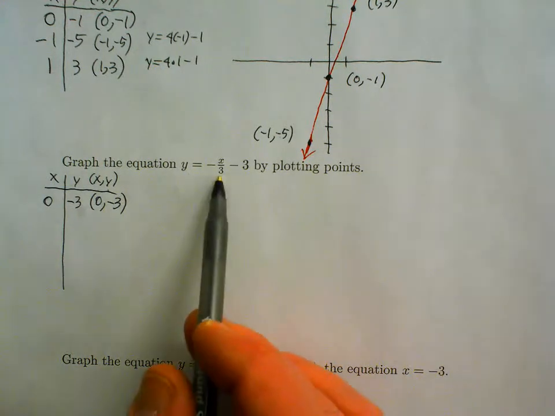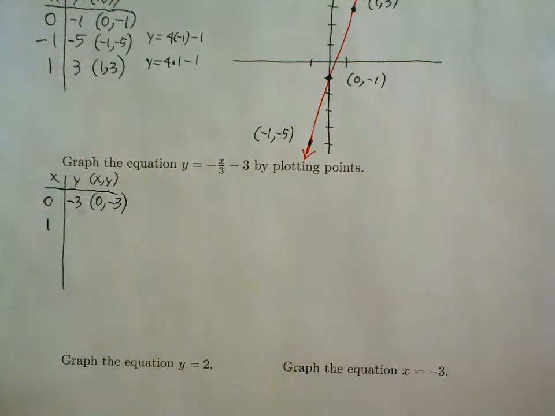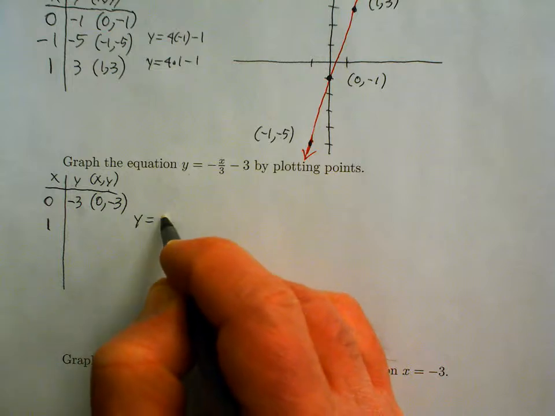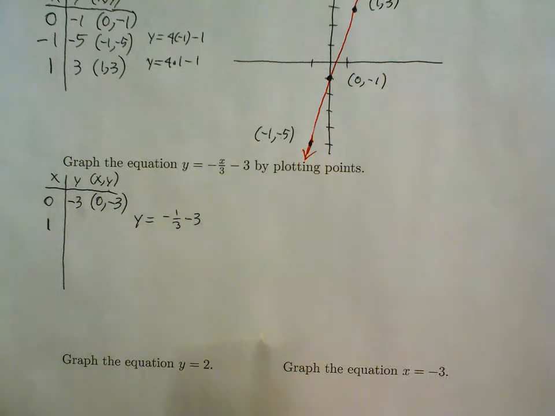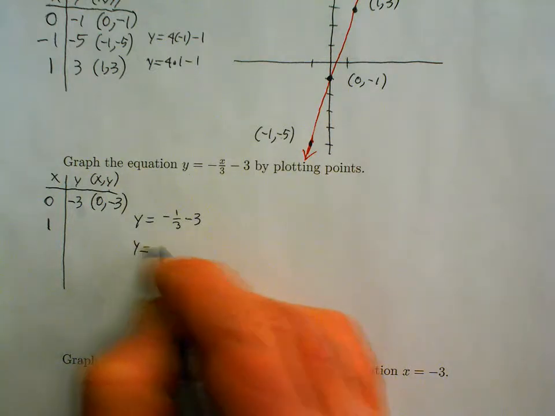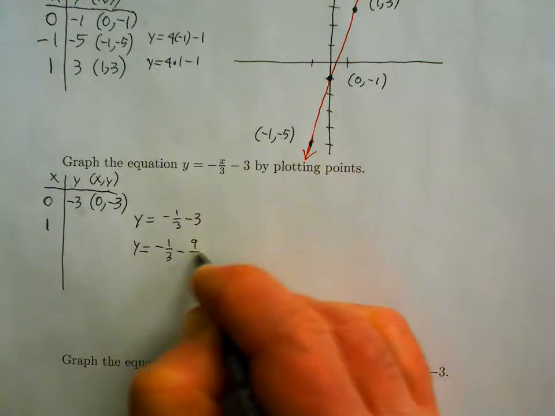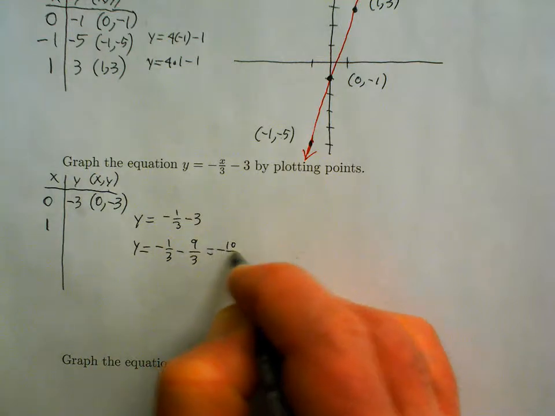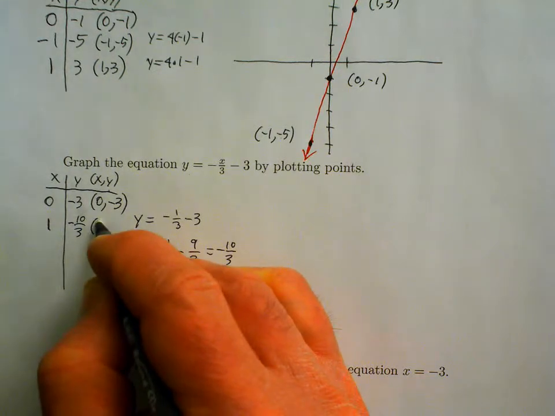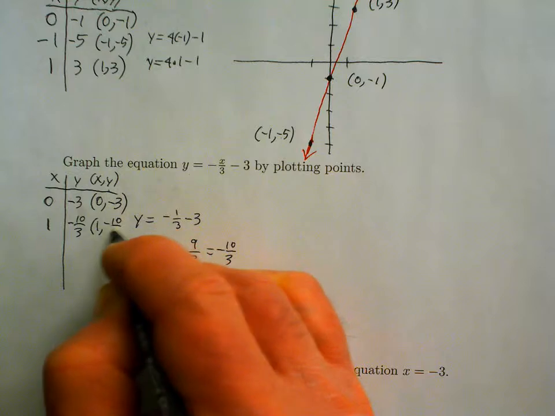So let's pick x to be 1, and then find the y-coordinate. Y equals negative 1/3 minus 3. And then we're using improper fractions instead of mixed numbers. So negative 1/3 minus 3 is negative 1/3 minus 9/3, or negative 10/3. So the ordered pair 1, negative 10/3 is a point on the line.